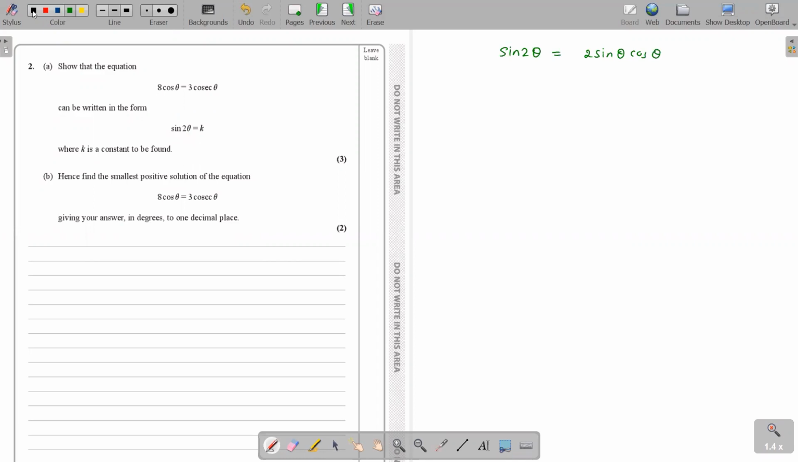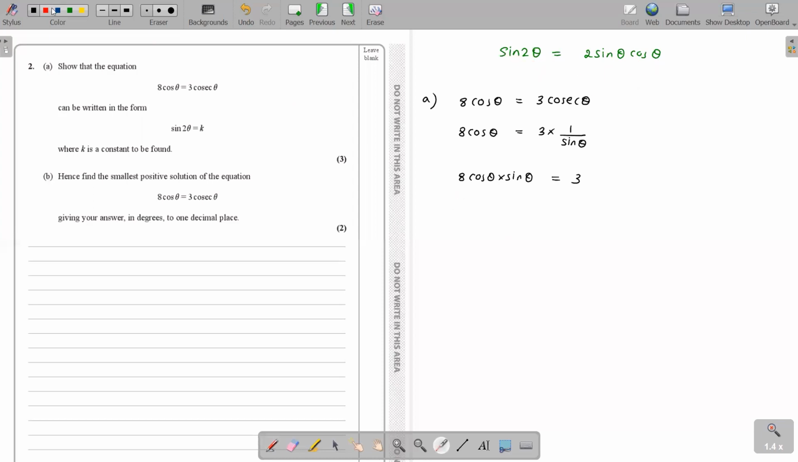Okay, so then, part A, they have given us the equation 8 cos theta equals 3 cosec theta. So what do we do here? First, what we can do is we can rewrite cosec theta. So who is cosec theta? Cosec is 1 over sine. So take the sine to the other side, 8 cos theta into sine theta equals 3. So then, to make sine 2 theta, all I need is a 2 sine theta cos theta. So what do we do here?